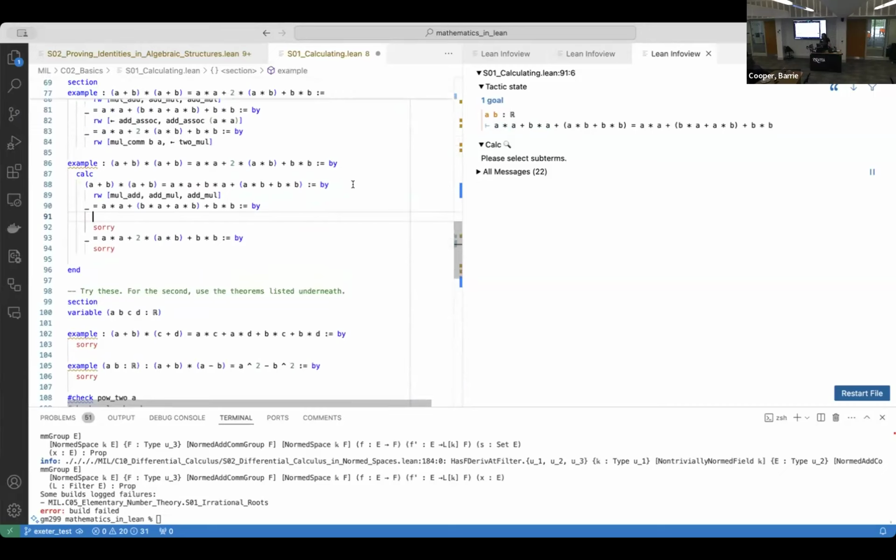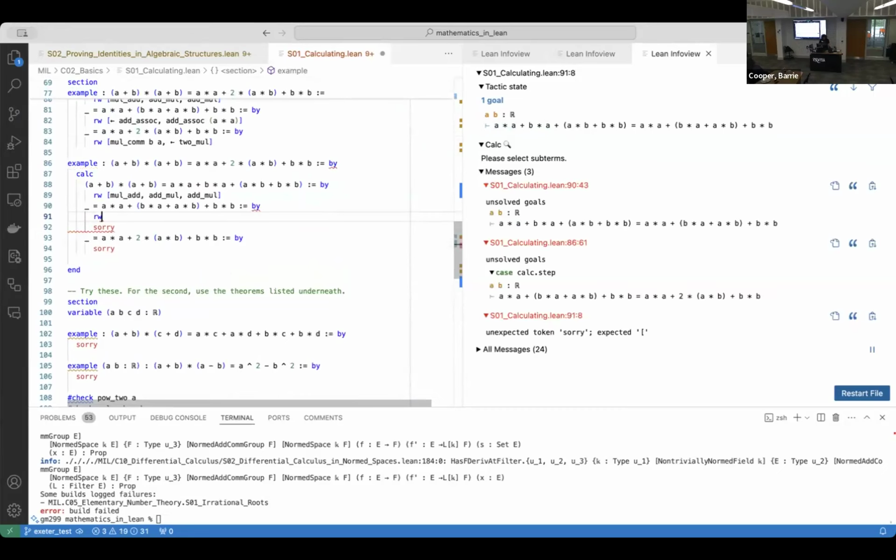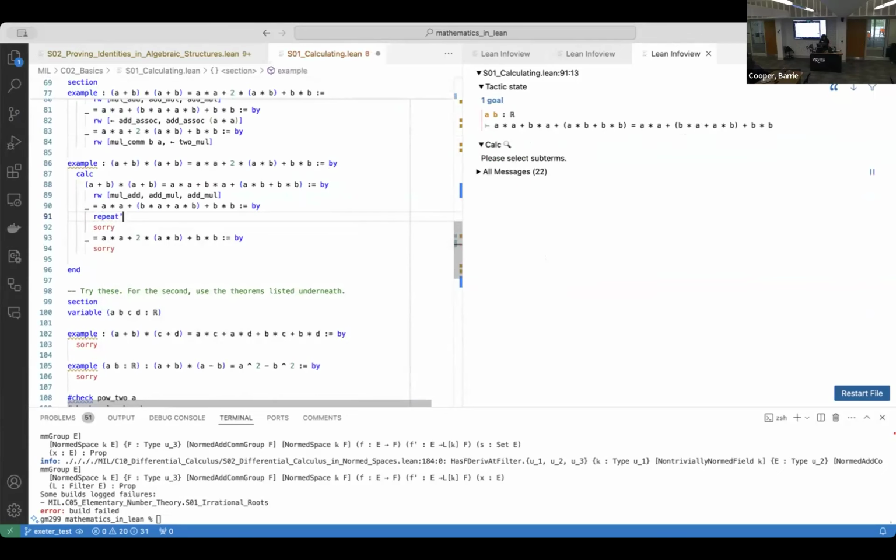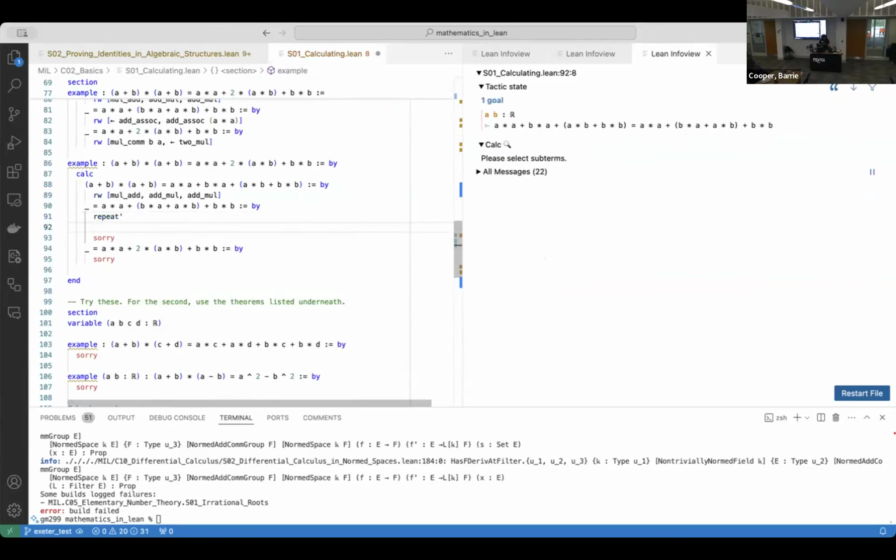So I think: repeat, rewrite, add_sock. That will do it. Do we need the apostrophe there? No. Repeat, rewrite, they should be simplified as well. Because repeat, rewrite, add_sock just moves all the brackets to the very right on both sides, and so it must work, if all the terms are in the right order. So what's happened now?